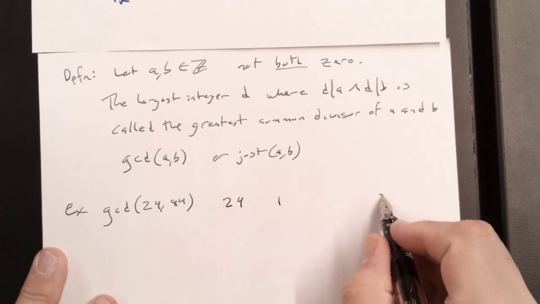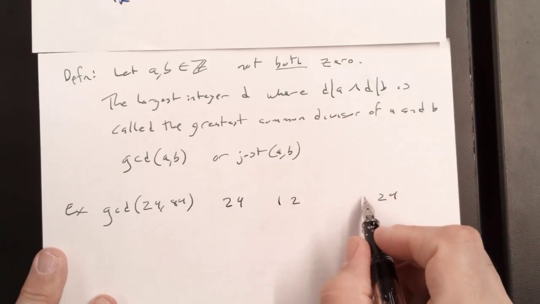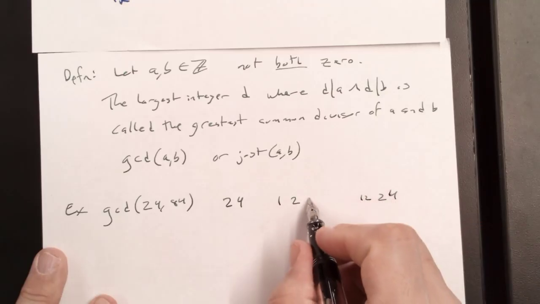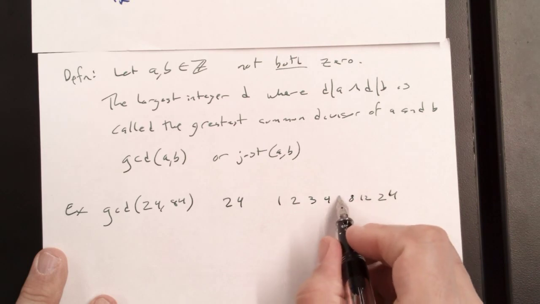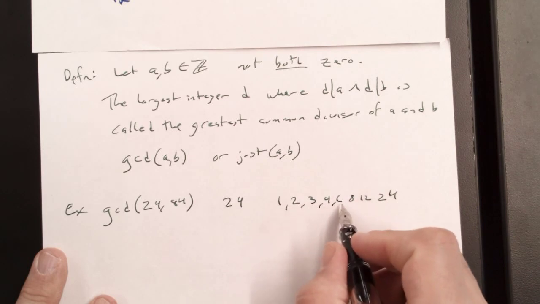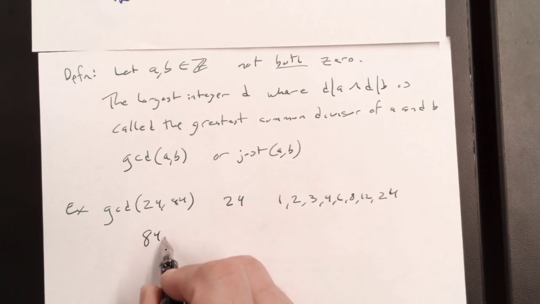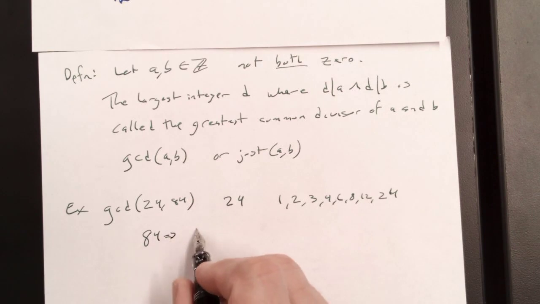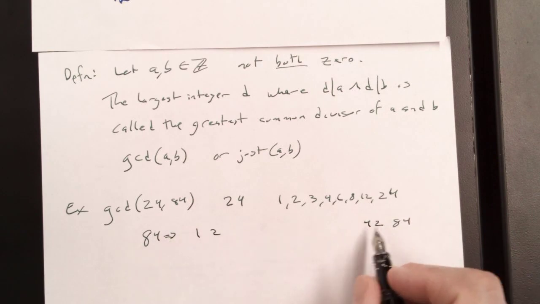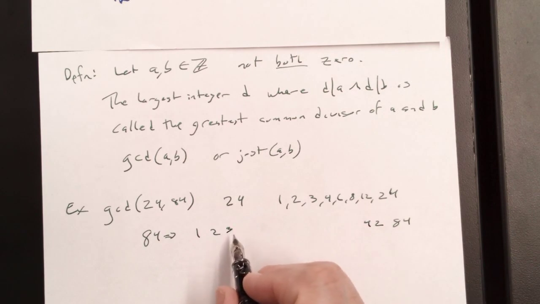24 is 1 times 24. It's 2 times 12. It's 3 times 8. It's 4 times 6. Notice how those pairs of numbers get closer and closer together. 24 is not a perfect square, so I don't end up with something squared in the middle. Now I do 84. 84 is 1 and 84, 2 and 42, 3 and, it's got to be divisible by 3 and something, right?